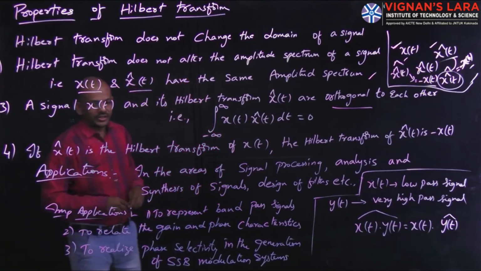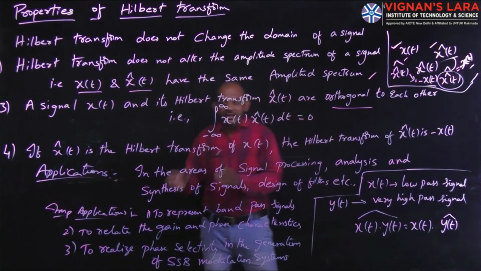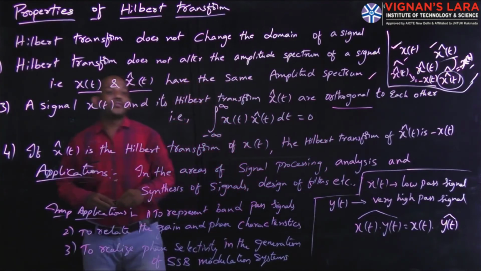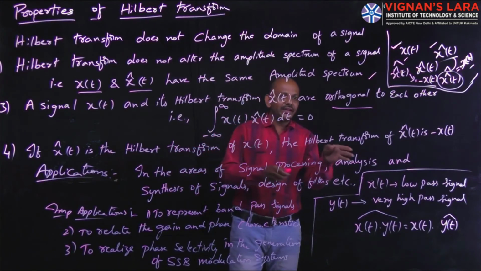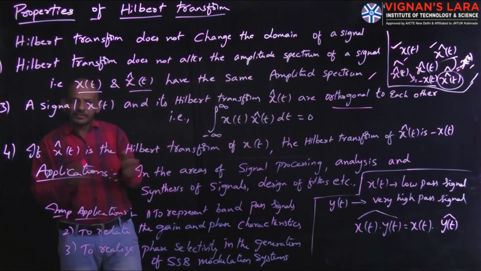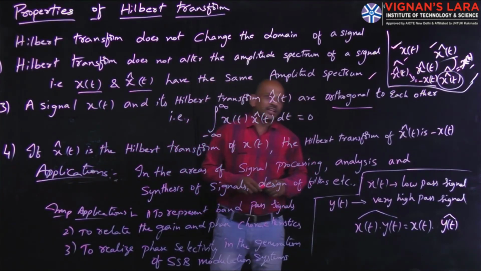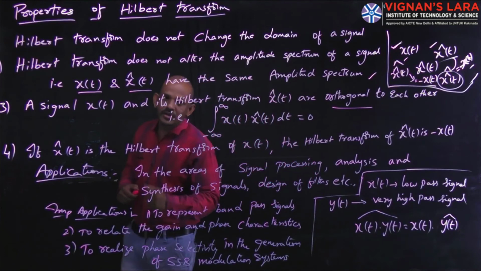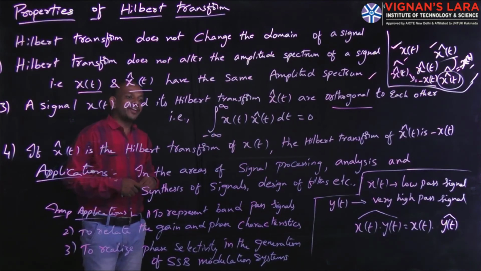And second one, to relate the gain and phase characteristics of linear communication channels. Whenever there is a relation between gain and phase characteristics of linear communication channels, for the channel there is some gain and there is some phase. If we want to relate this gain and phase characteristics of a linear communication channel, then we will use this Hilbert transform. So this Hilbert transform will find applications in the area of relating the gain and phase characteristics.